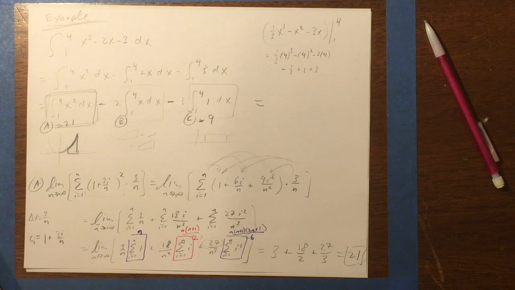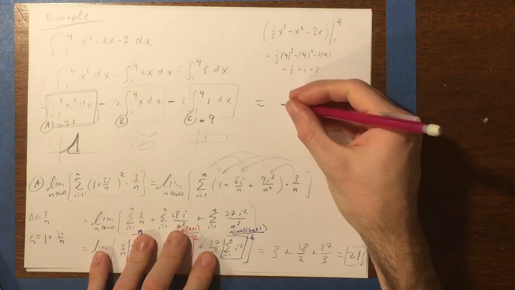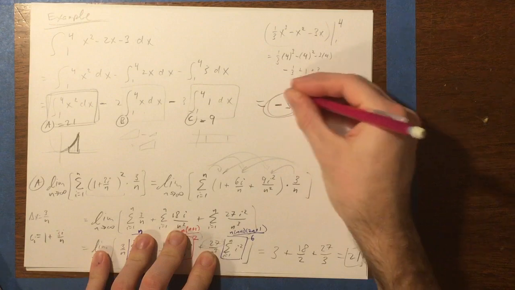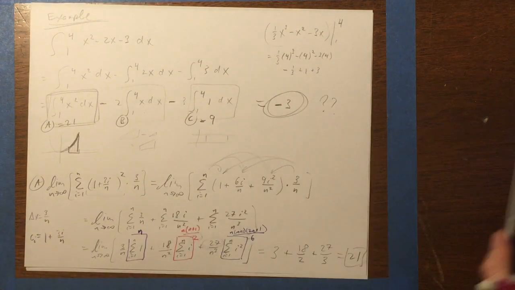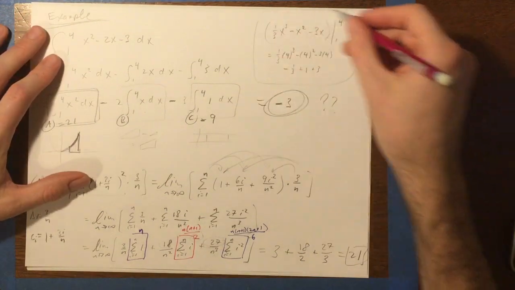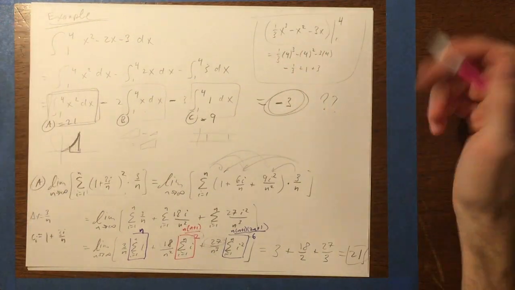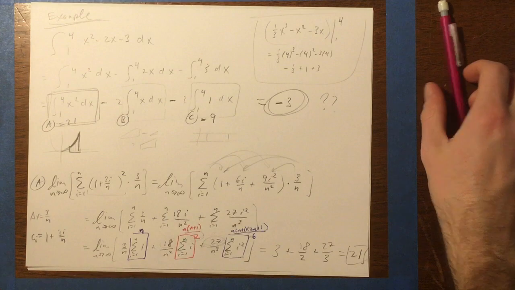21 minus 16 minus 12 plus 4, negative 3. I think that should be negative 3. And what I was doing over here was what I'm going to teach you in the next section, after we learn the fundamental theorem of calculus.